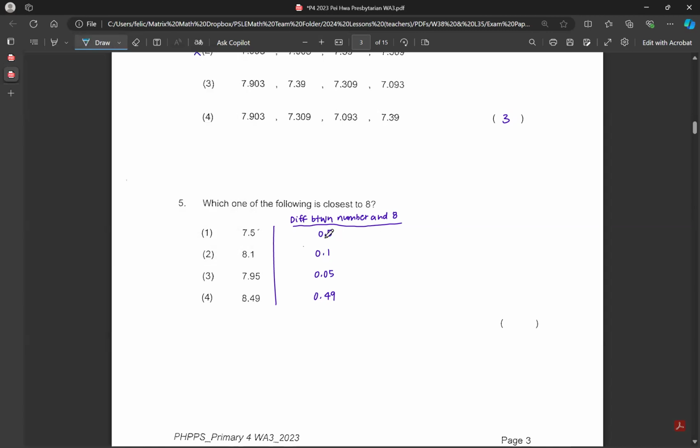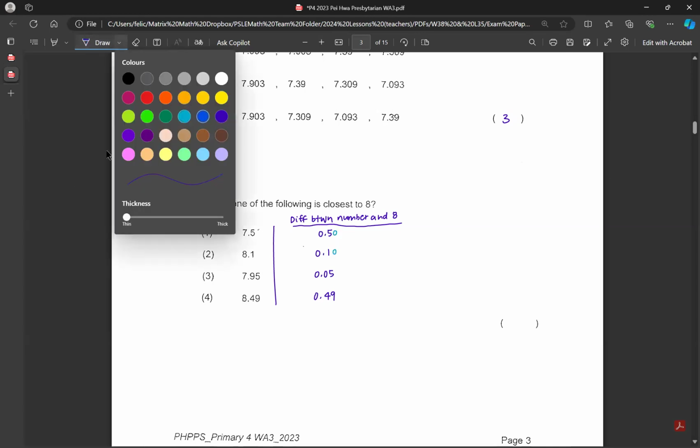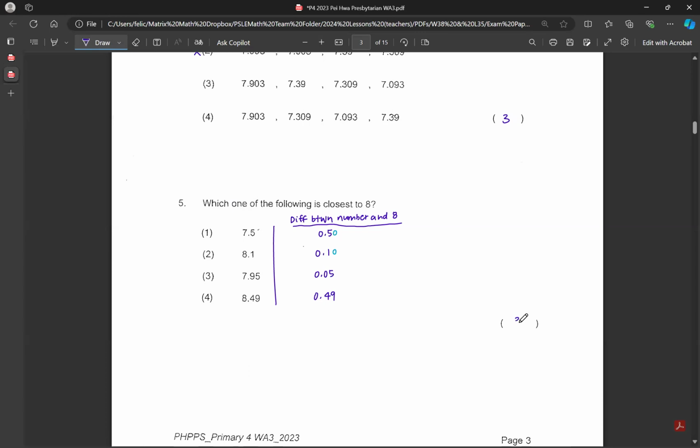Okay, so add a 0 behind to compare. Can you see the smallest difference is actually your option 3. That one is the closest to 8. This is 0.5. This one is 0.10. This is 0.50. The largest difference will be the first one.